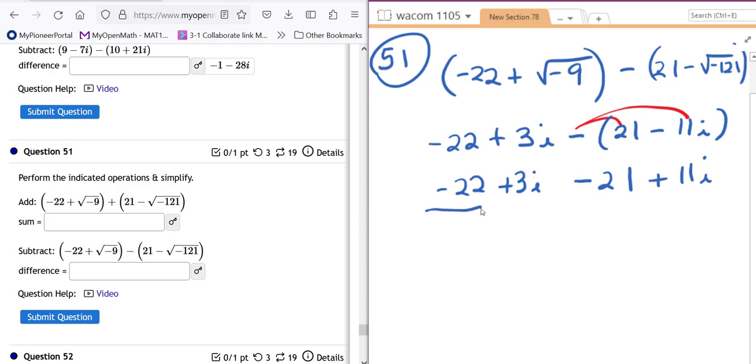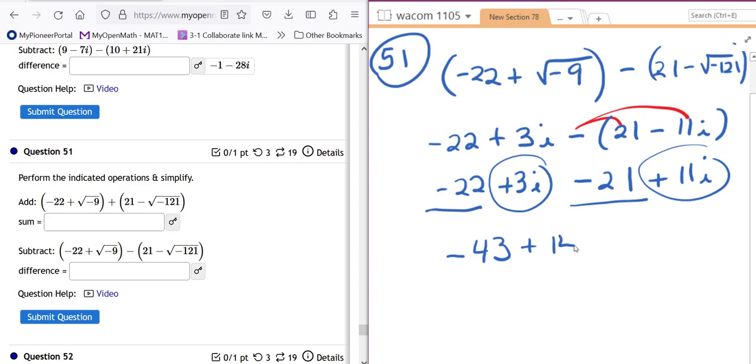All right, so our numbers can go together, like signs add and keep the sign, negative 43. Our i's can go together, so 14i, and that is the difference. I didn't do the add one.